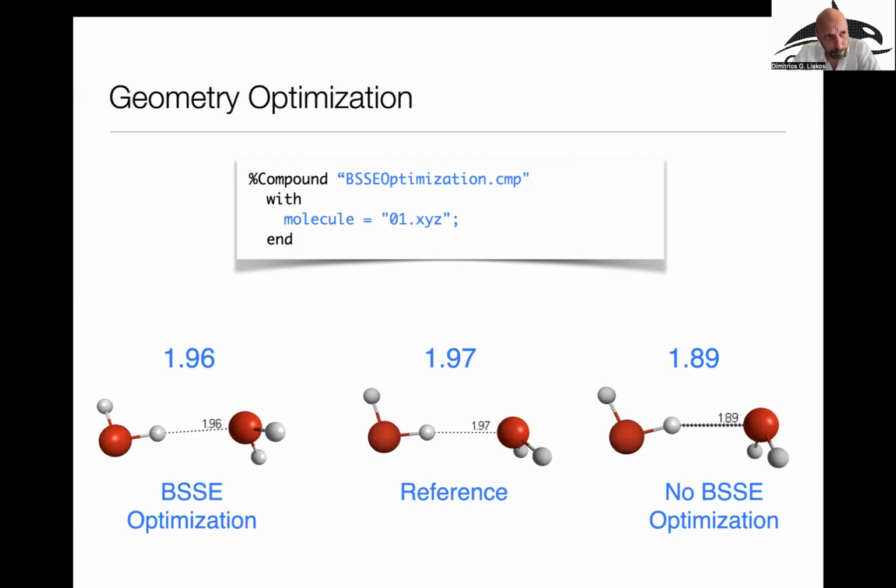Now, because of the complexity of doing such a calculation, it's pretty rare that you will find in the literature geometries that are basis set superposition error corrected. We normally only correct the energy, but not the geometry. And you can see here that for the water dimer, the effect can be significant. We have 1.96 with BSSE-corrected optimization and 1.89 without BSSE-corrected optimization.